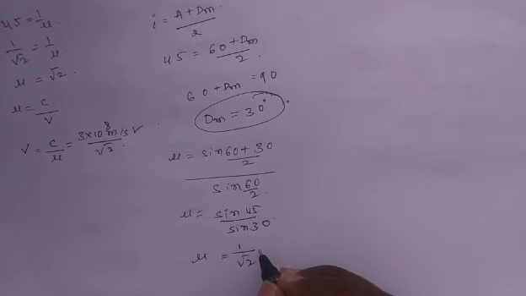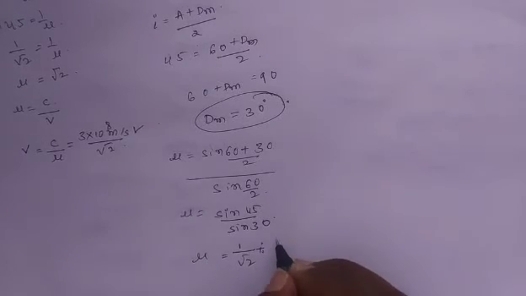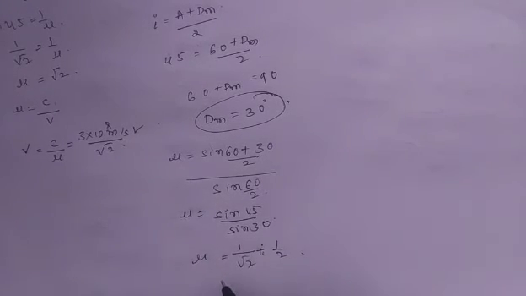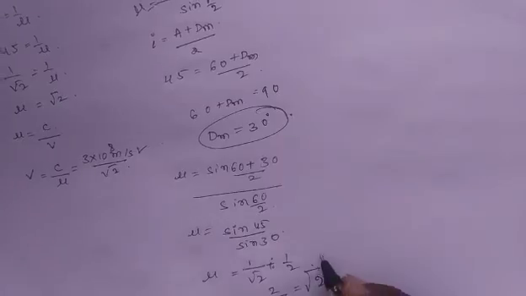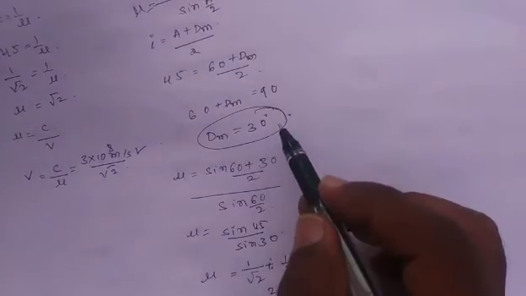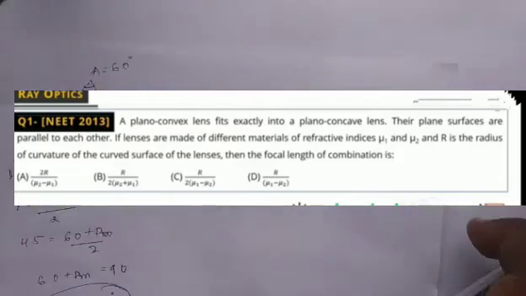which is 1 by 2. So the refractive index is equal to 2 divided by root 2, which means its value is root 2. So root 2 is the refractive index of the material of the prism, and the angle of deviation is 30 degrees. Okay, next we will consider another problem.